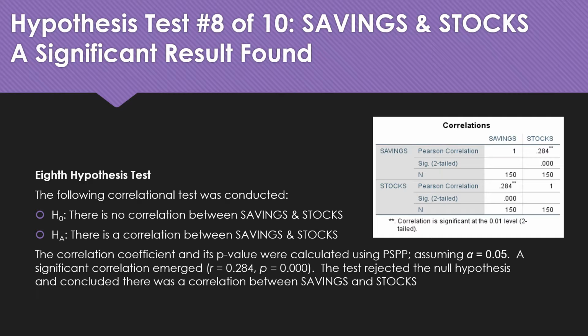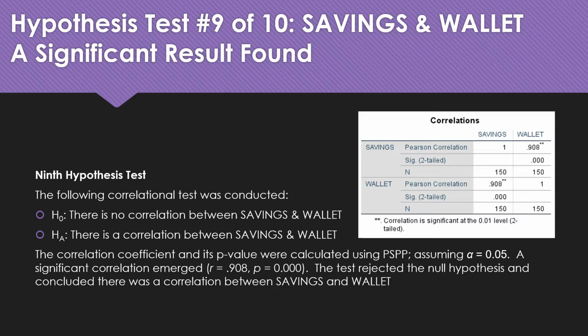The correlation coefficient and its p-value were calculated once again using PSPP, assuming alpha was equal to 0.05. A significant correlation emerged between the correlation coefficient, which is equal to 0.284, and the p-value, which was equal to 0. The test rejected the null hypothesis and concluded there was a correlation between savings and stocks.